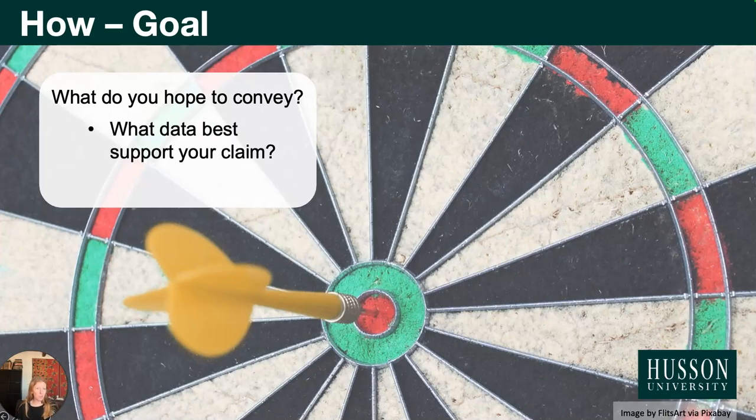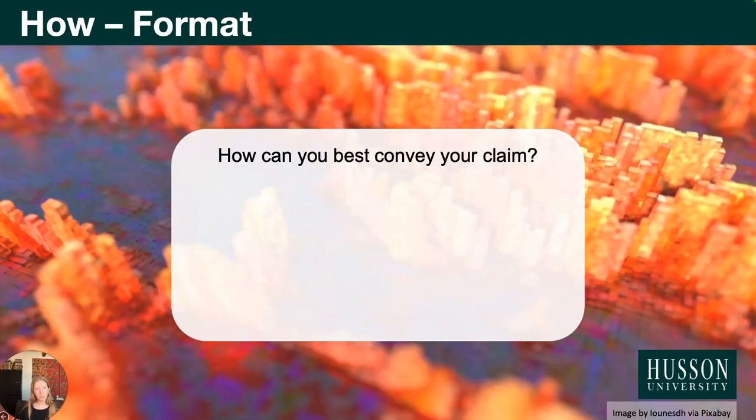And the first piece of this is what data best support your claim. So really looking at what is to be included and in what context. So considering these pieces will give you a better sense of what you're actually going to present. The next piece to look at is how can you best convey your claim? So using that data, thinking about your interpretation of it, how can you best situate the two?